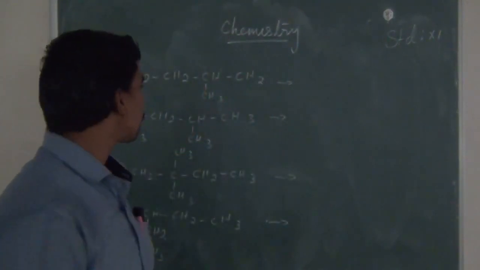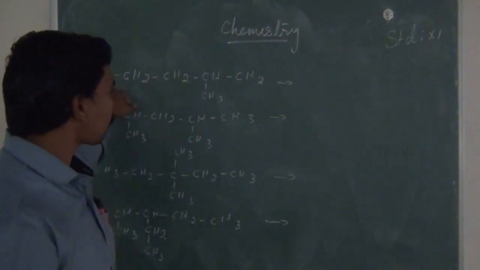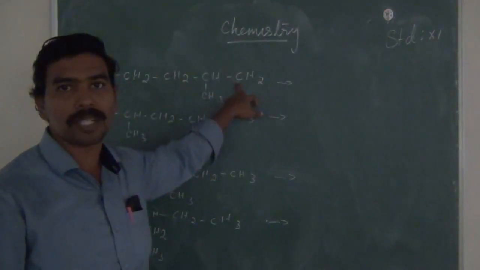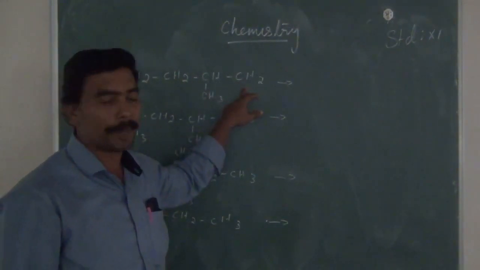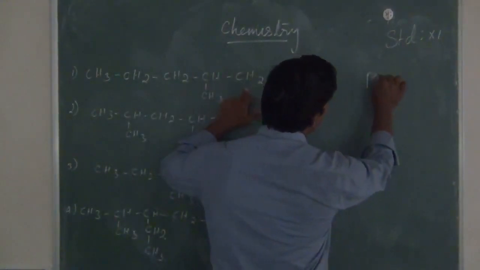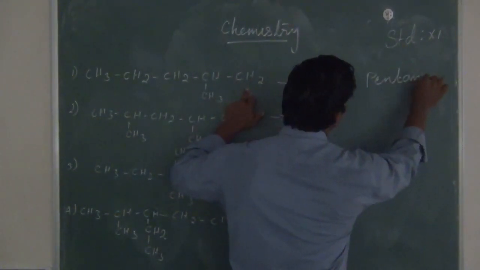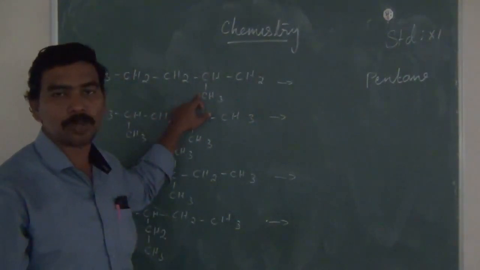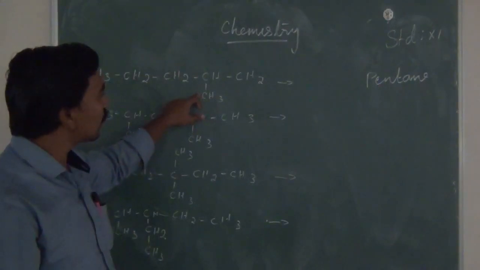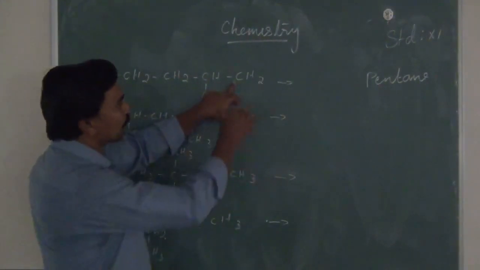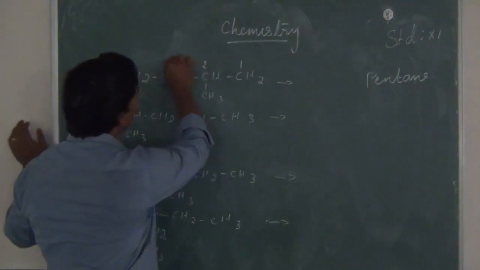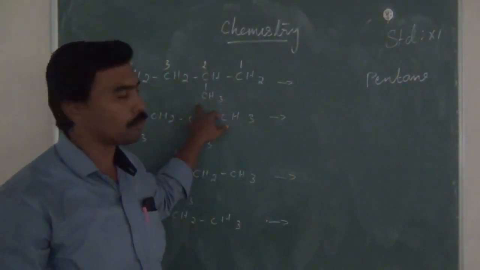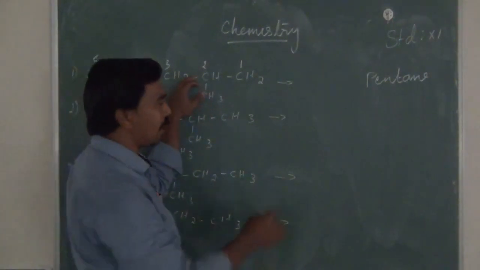First you see, this is the linear chain. 1, 2, 3, 4, 5. Five carbons in an alkane chain means pentane. So you write pentane. Then you see this carbon atom contains one attached group, or branched group. The nearest carbon is this one, so you put the numbers from left to right: 1, 2, 3, 4, 5. The second carbon atom contains the methyl group. So 2-methylpentane.